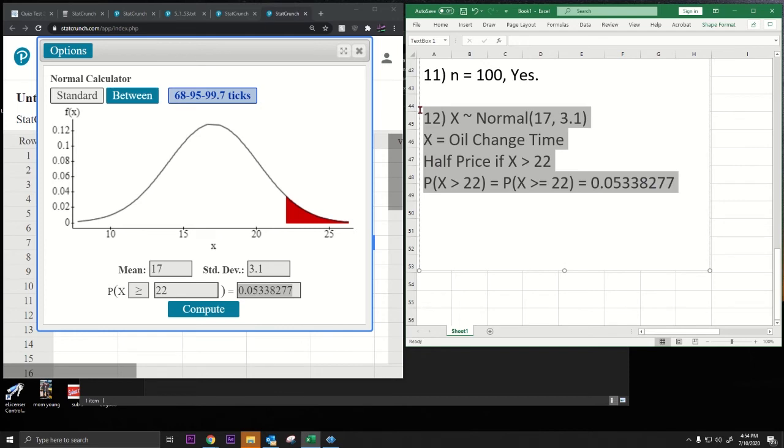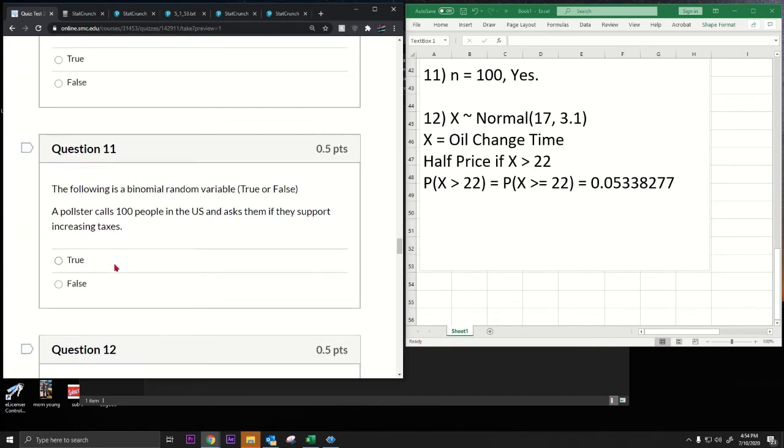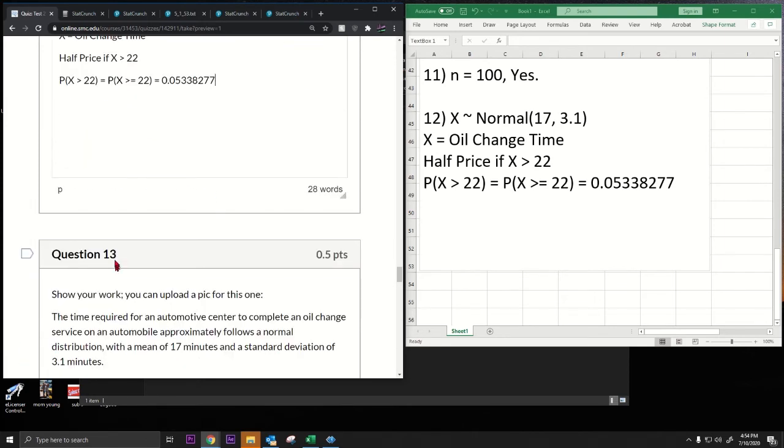I guess we could do this. Control C. Plug it in. Is this a different test though? Yeah, it's a different test. It makes no sense because I completed the test before.